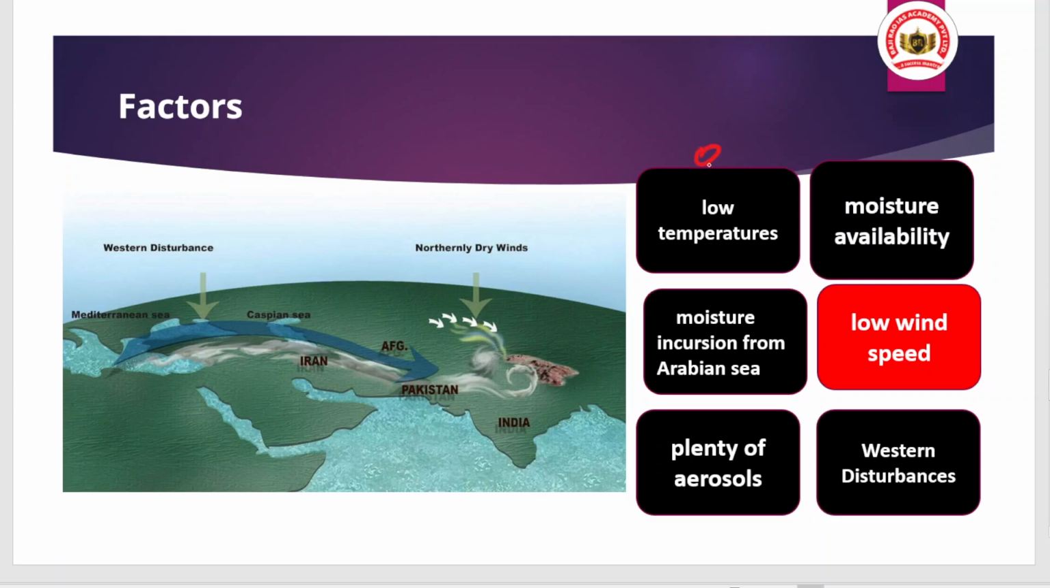So first of all, low temperature is very much required. That's why in summer you are not able to see fog-like condition. You may see clouds, but at a higher atmospheric level, not at the ground level. Why? Because the temperature in summer is very high, but in winter the temperature is low, and it is very low at the ground surface. So that is one very important factor. Then there is moisture availability.